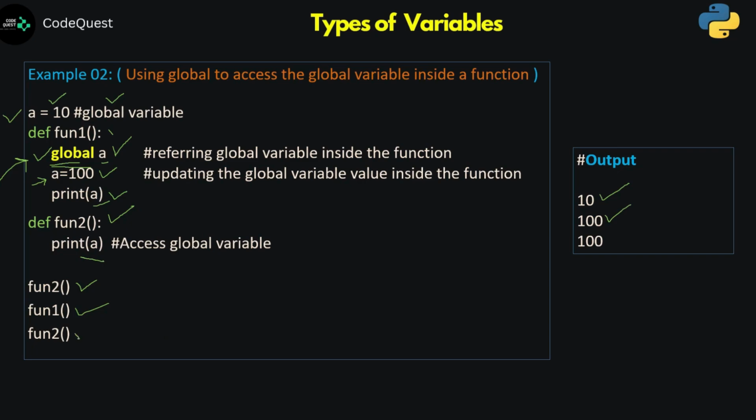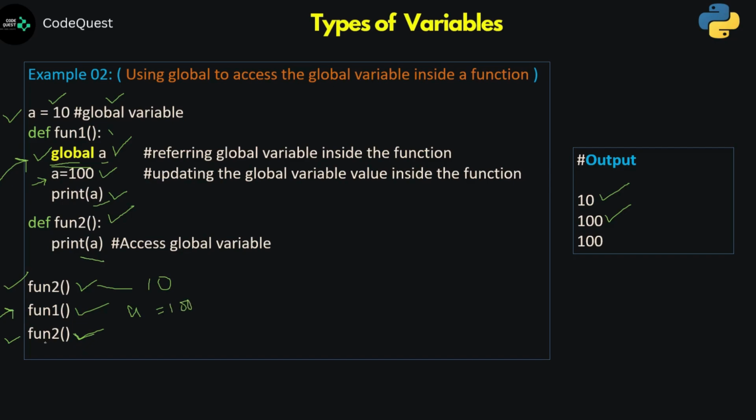Now here I call the fun2 function for the second time. What fun2 was printing earlier is 10. But now when I'm calling fun2 once again, between the first call and the second call, what has happened? We have called fun1. And what fun1 has done is modified the global variable value which was earlier 10 and replaced it with 100. So in the first instance when fun2 is called, I was getting only 10 because by that time no changes had been made to the global variable. But because fun1 has been called, it has updated the a value from 10 to 100.